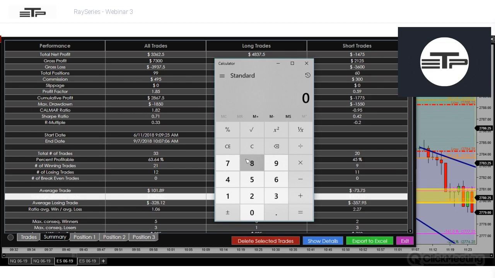Now this adjusts with volatility because we are placing our stops below the low of the current bar and above the high of the current bar, depending on if we're long or short respectively, of the entry bar.